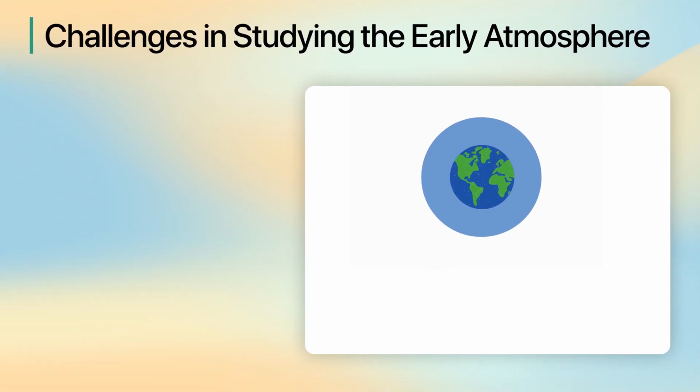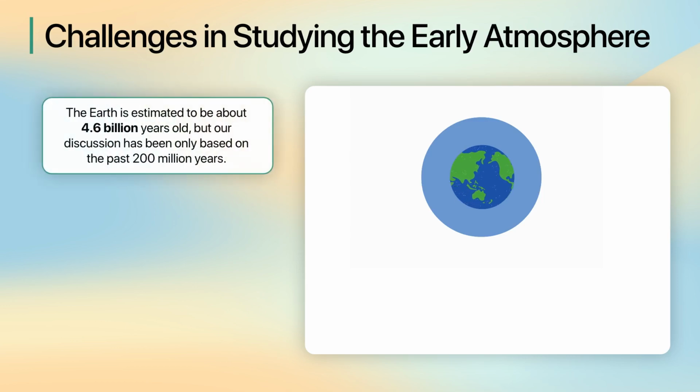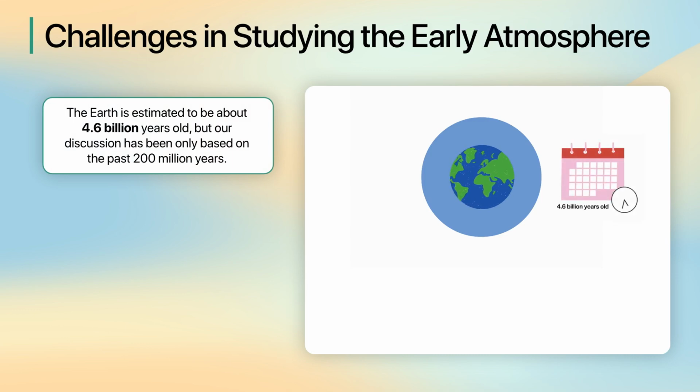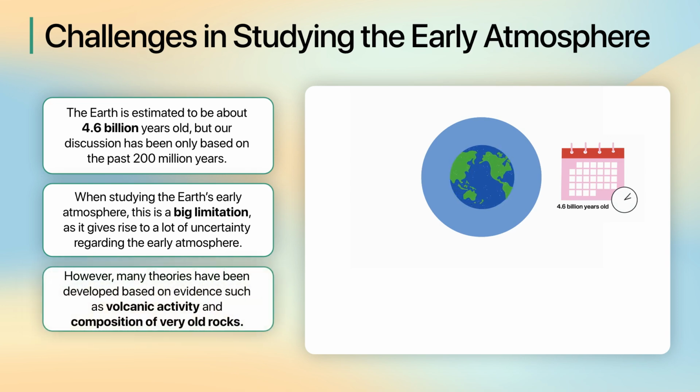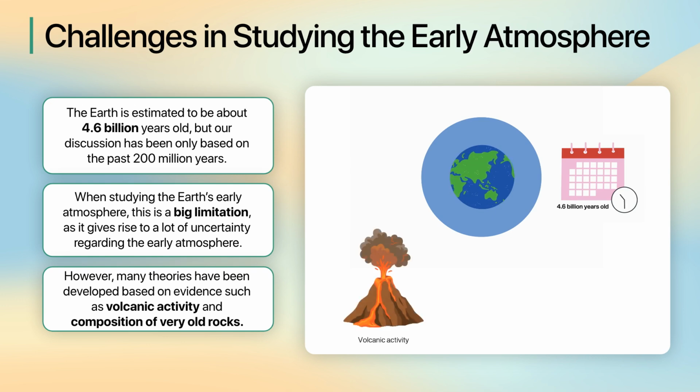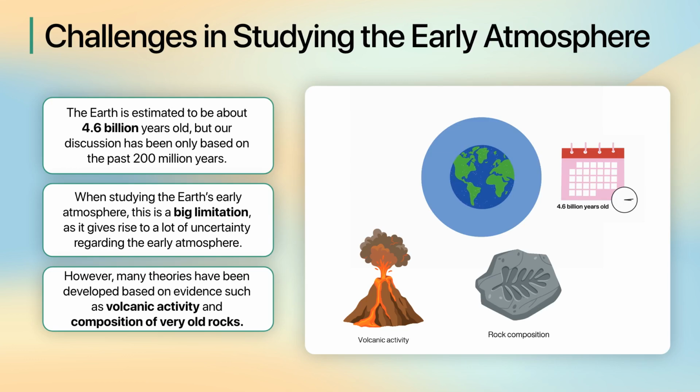So, what about the time period prior to the past 200 million years? After all, the Earth is estimated to be about 4.6 billion years old. What happened in the 4.4 billion years before? When studying the Earth's early atmosphere, this is a big limitation, as it gives rise to a lot of uncertainty regarding the early atmosphere. We don't have early atmospheric samples or other concrete ways of confirming theories. However, many theories have been developed based on evidence such as volcanic activity and composition of very old rocks. Such theories will be the focus of coming lessons.